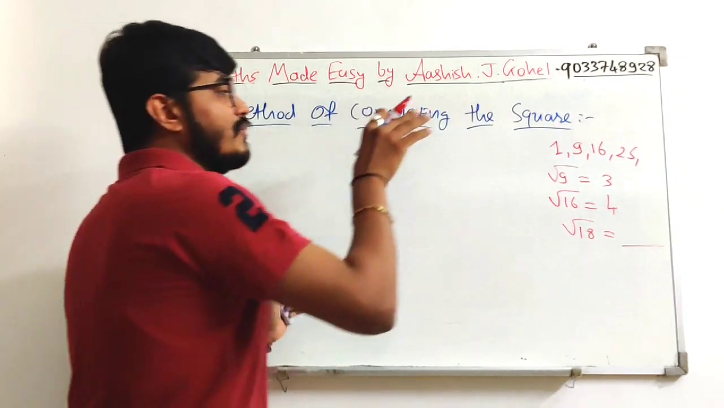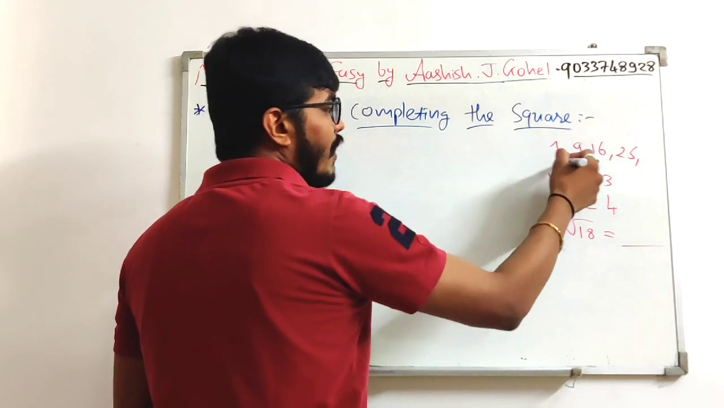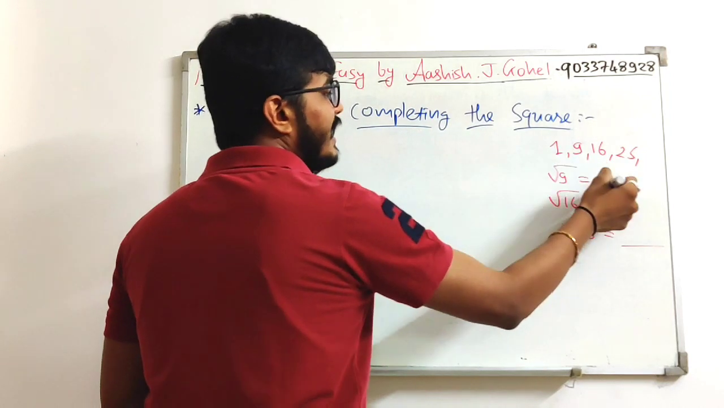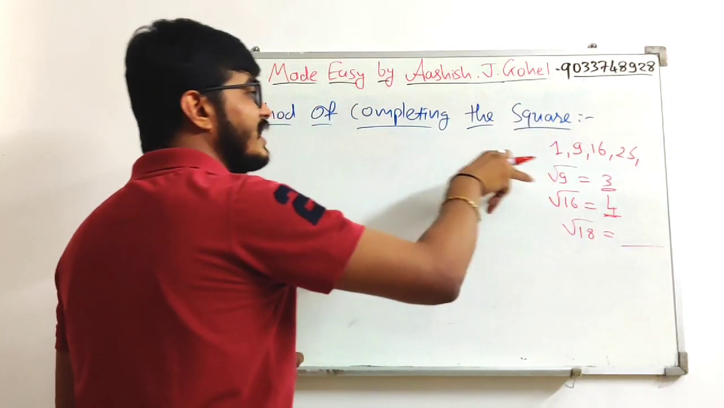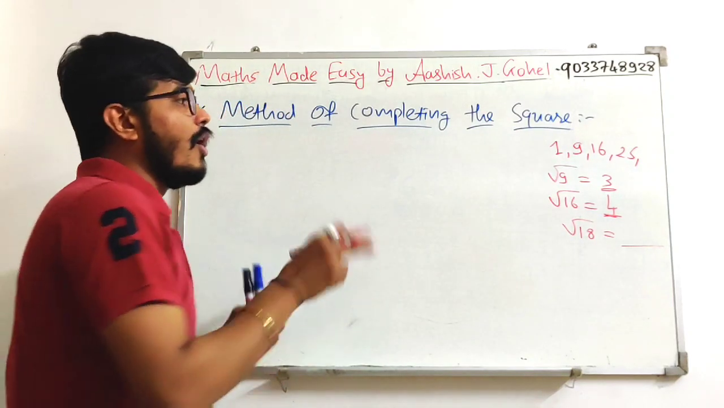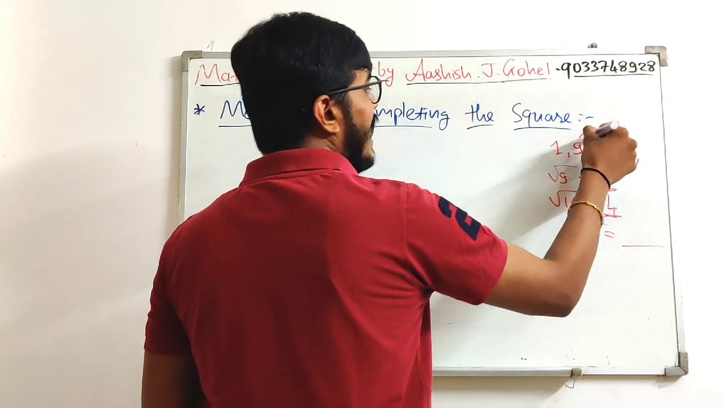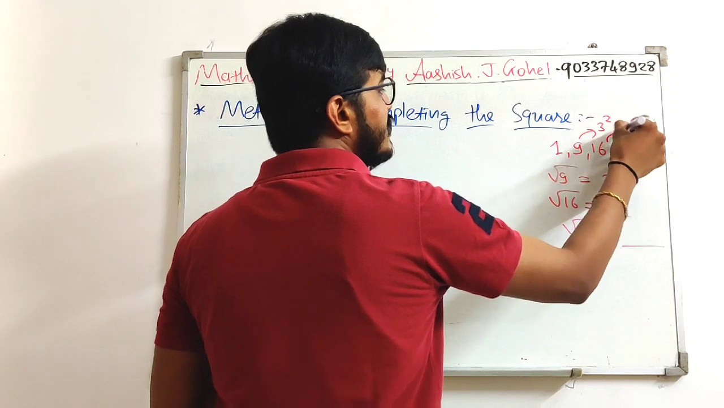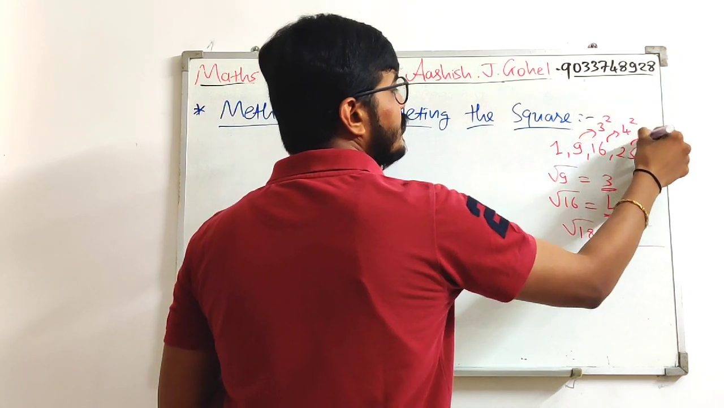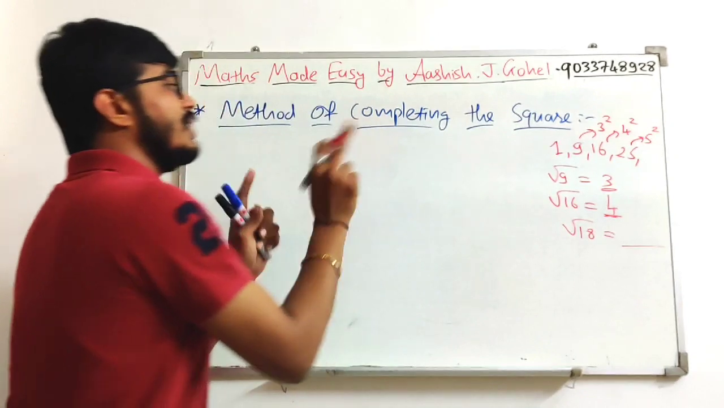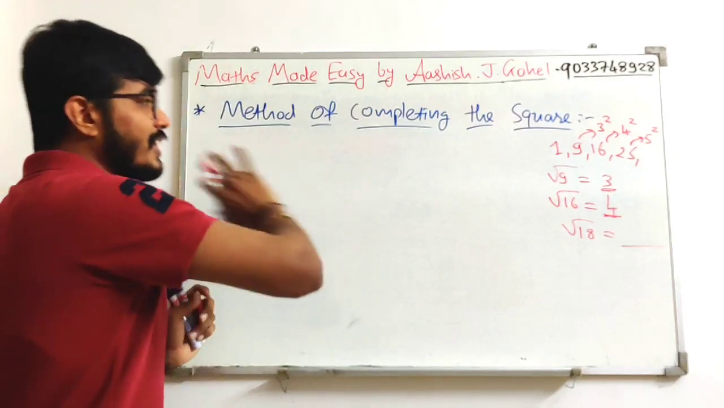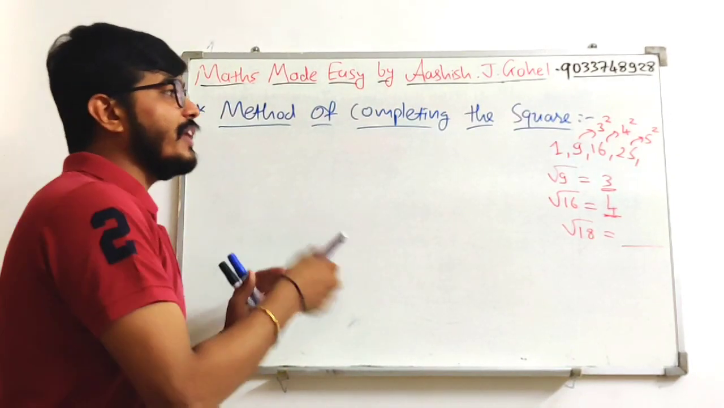So in the case of numbers, if I take the square root and get an integer value, then that number is a perfect square. In other words, 9 is the square of 3, 16 is the square of 4, 25 is the square of 5. Just like these numbers, some equations are also perfect squares.